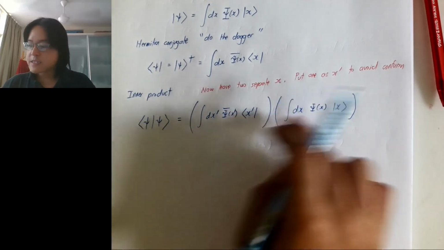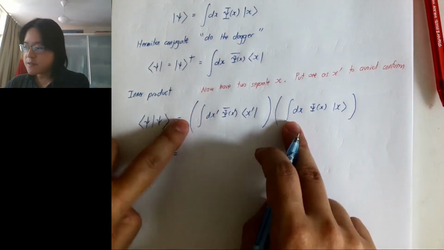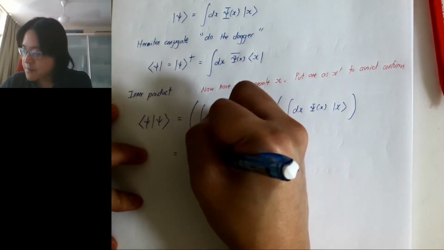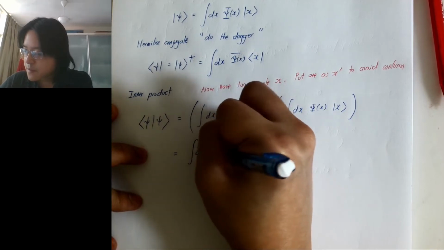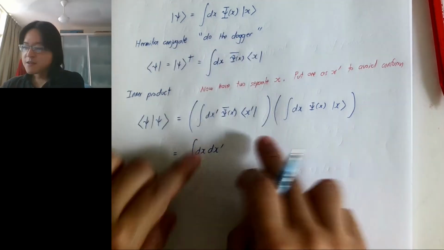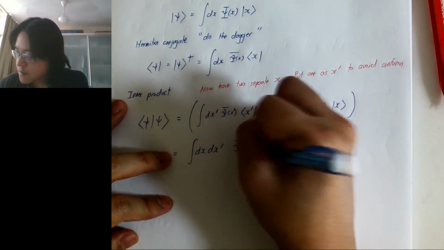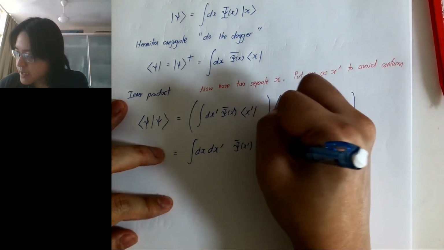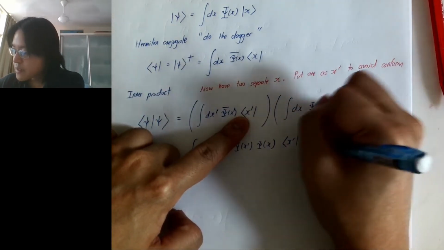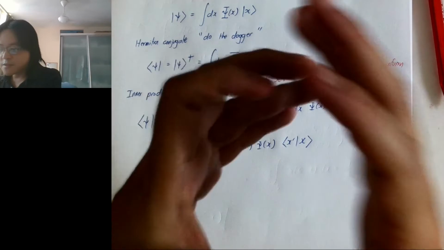Okay, then I expand. So I'm gonna expand this. Well, these are integration signs, and now you see why I like to put all the x in front, because it's very easy to organize everything, and then the rest of it we'll just arrange it here. So the psi bar x prime times psi without the bar and x, and then this is bra x prime ket x. Okay, so multiply, you get this.